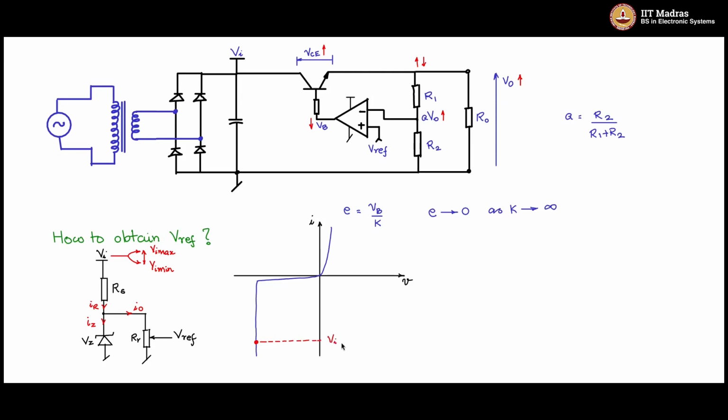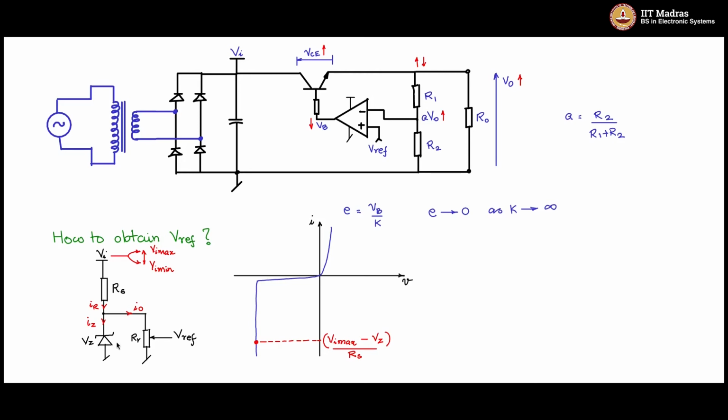This is Vi max minus Vz divided by Rs. So this is the current that will flow through the Zener if Rr were not there. Let us say Rr is infinite, which means the entire current flows through this Zener diode and it should not blow up the Zener diode. Therefore, you should rate it accordingly.